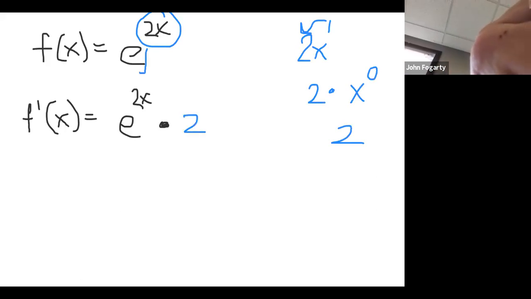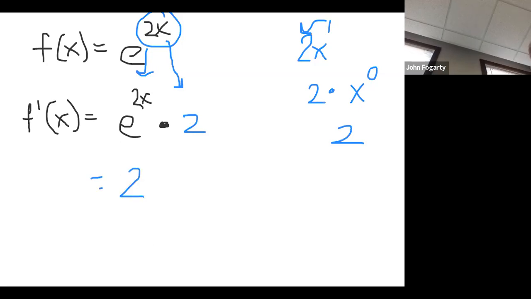So there you go. Copy down what you have, and then take the derivative of that. And then what do you got? 2e to the 2x, right? Yes, sir. Try this one.